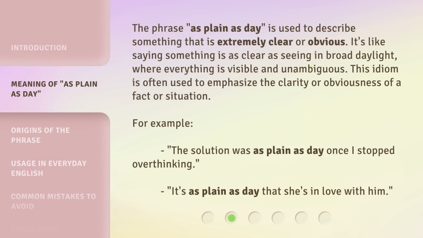The phrase "as plain as day" is used to describe something that is extremely clear or obvious. It's like saying something is as clear as seeing in broad daylight, where everything is visible and unambiguous. This idiom is often used to emphasize the clarity or obviousness of a fact or situation. For example, the solution was as plain as day once I stopped overthinking. It's as plain as day that she's in love with him.